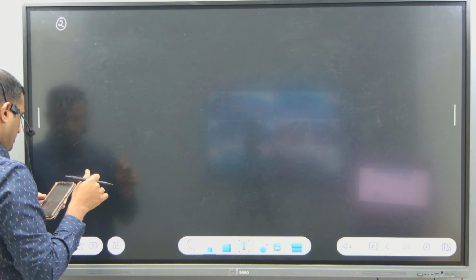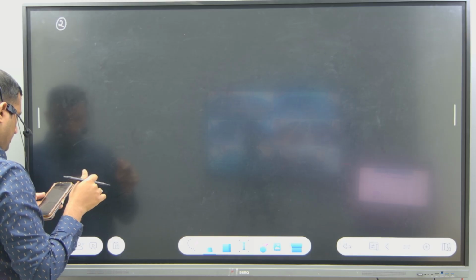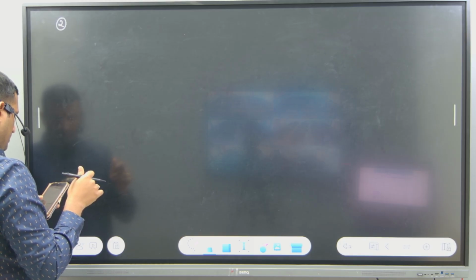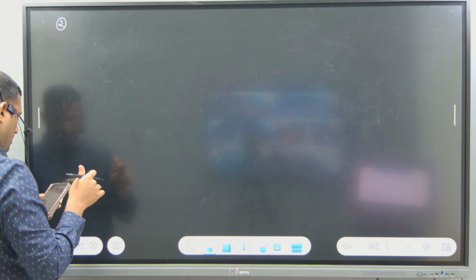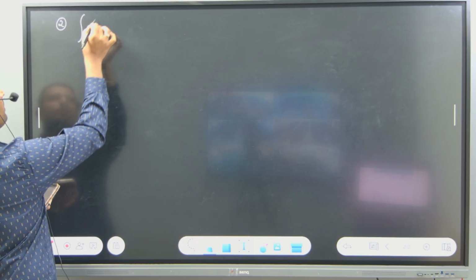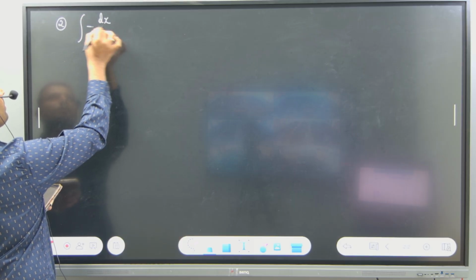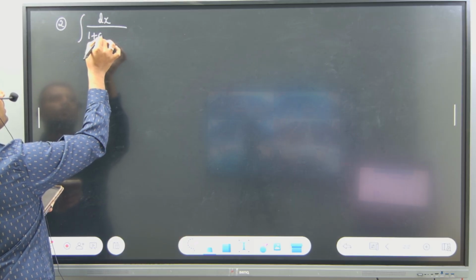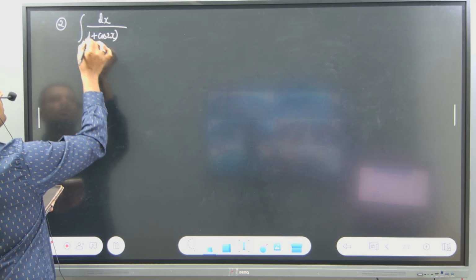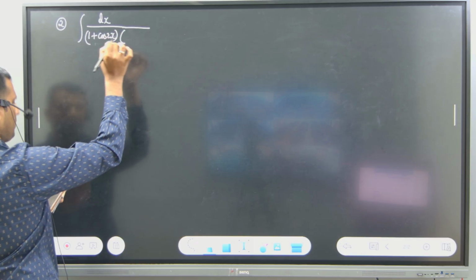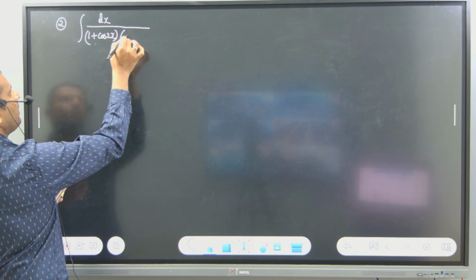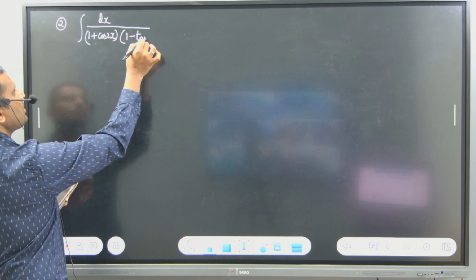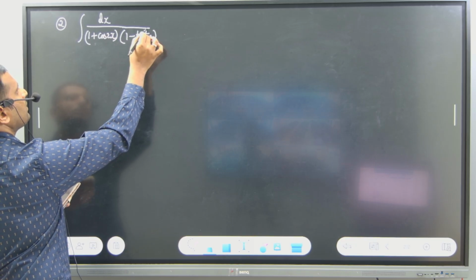Next question is, how do you solve this question? Integral 1 plus cos 2x into 1 minus tan square x dx. Okay.